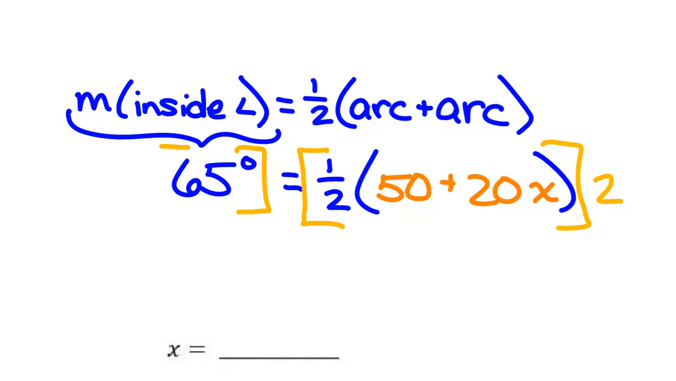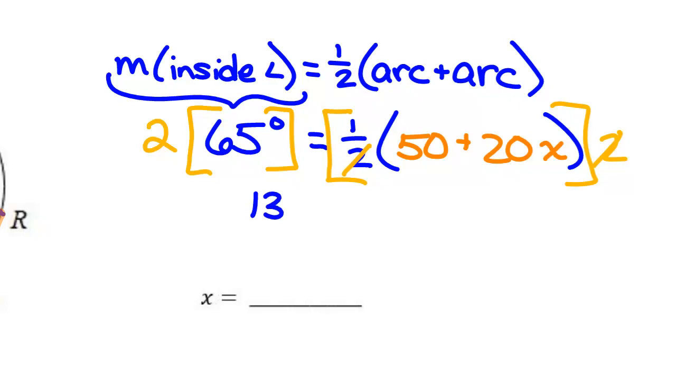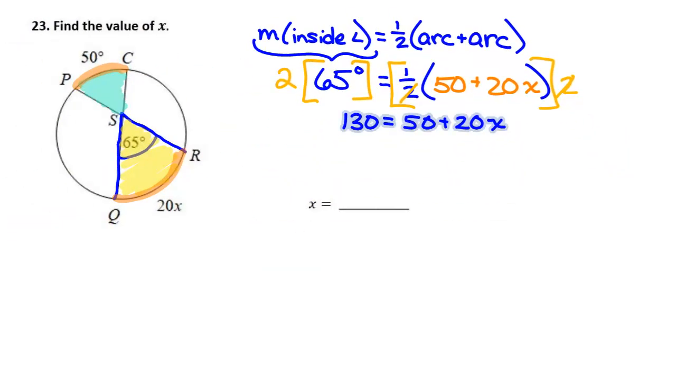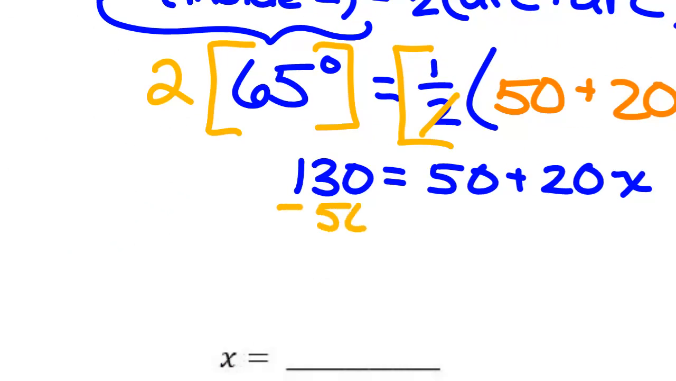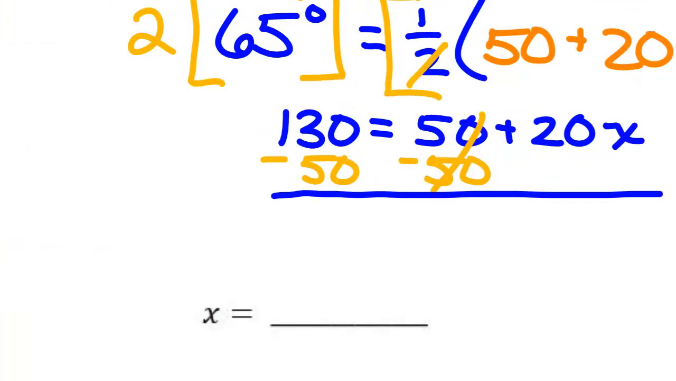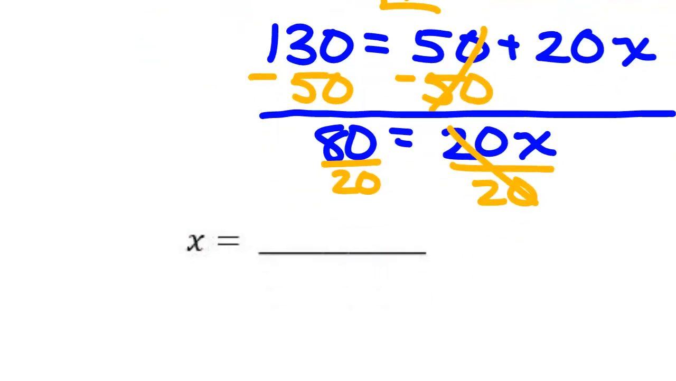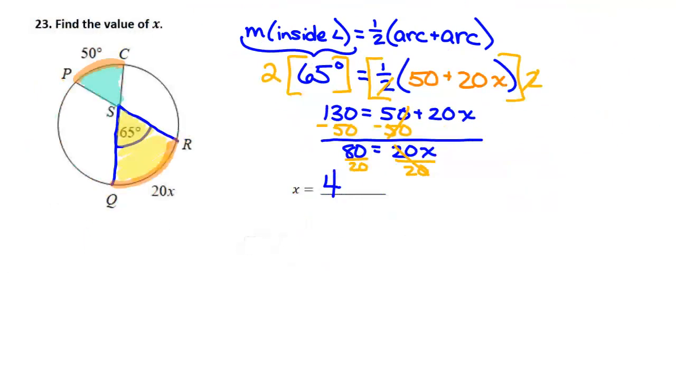That means I need to do 65 times 2. What is 65 times 2? 130. So I have 130 equals 50 plus 20x. I don't need the parentheses anymore because there's nothing else on that side. So now I'm going to minus 50 from both sides. What is 130 minus 50? 80. 80 equals 20x. And now we divide both sides by 20 to isolate the x. What is 80 divided by 20? So x is 4.